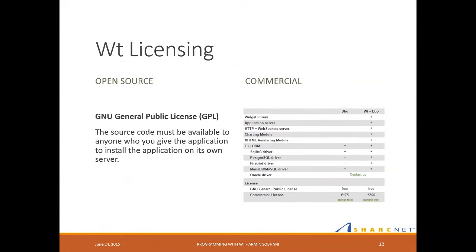About the licensing, Wt may be used under either an open source or a commercial license. If you wish to use the library under the GNU General Public License, you may build a web application with Wt and deploy it. But based on the terms of the GPL, you should make the source code available to anyone who you give the application to for installing on their own server. In other words, if connecting to a public server is the only way to run your application, there is no need to make the source code available. But for the commercial license, there is no such limitation.